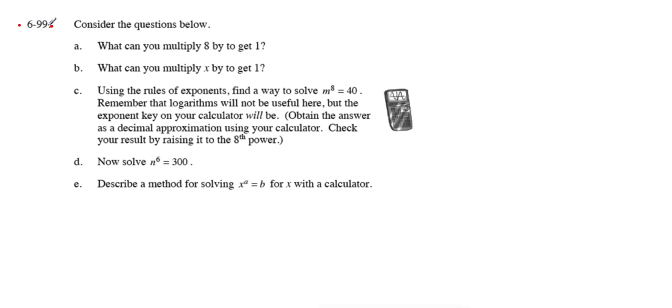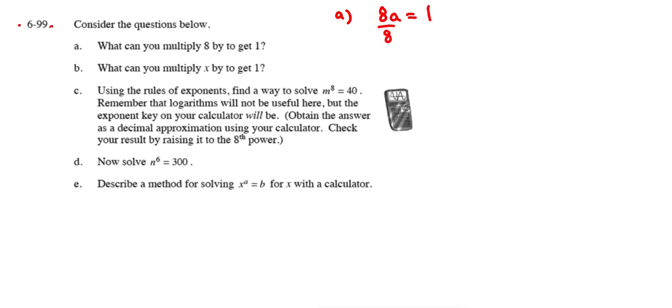Problem 699. Consider the questions below. Letter A. What can you multiply 8 by to get 1? If you don't know right off the top of your head, you could use an equation to solve this. You could say, all right, what do I have to multiply 8 by? Well, let's just call it A. Let's say 8 times some number A equals 1.